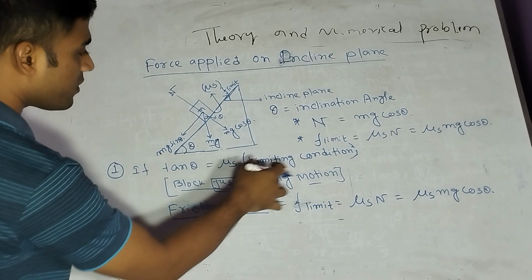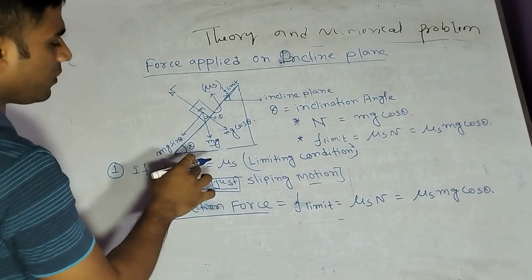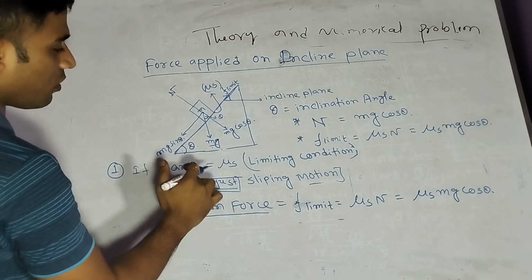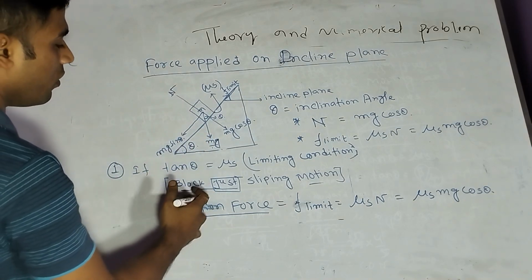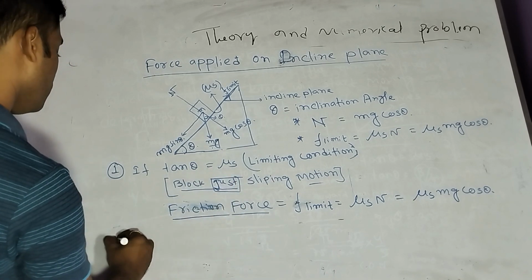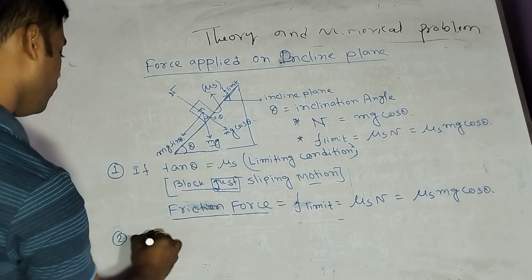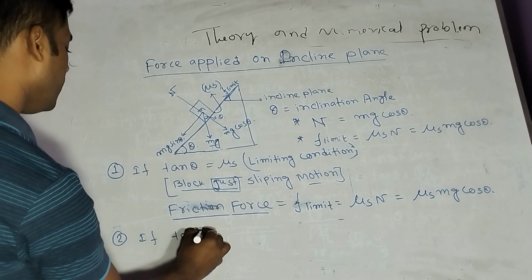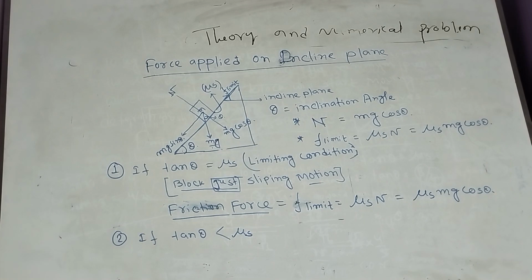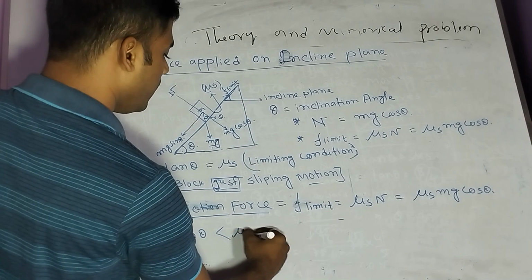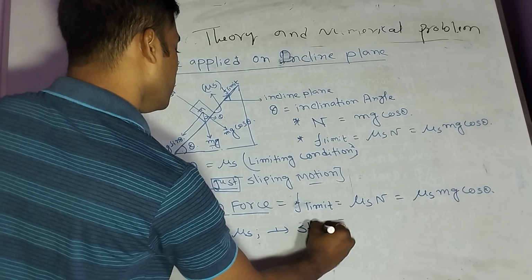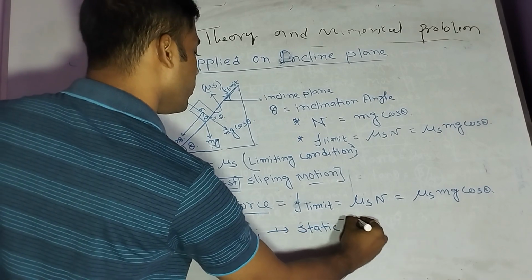When the block is just slipping, the body cannot move downwards but is ready for slipping down. This word is very important for the limiting condition. Second condition: if tan theta value is less than mu s value, then it is denoted static friction.